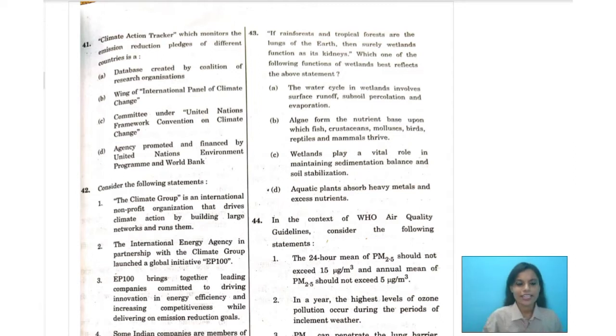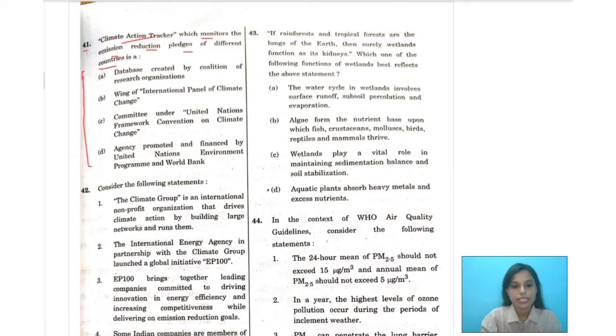Let's start the class. Starting with question number 41, it's about Climate Action Tracker, which monitors the emission reduction pledges of different countries. 4 options are given to us and we need to understand which of these are correct, because we need to choose the most appropriate option as the correct one from the 4 multiple choice options.